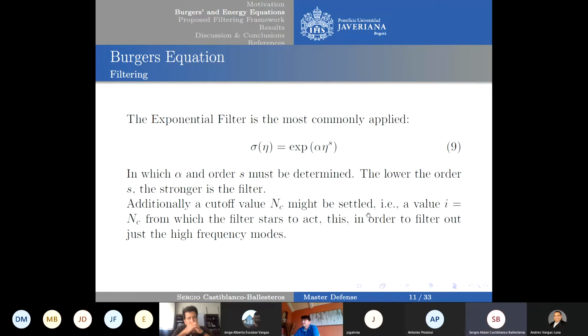That is to say, the filter will act for i's greater than n sub c, but the order, usually the order S of cutoff n sub c, is settled based on modeler experience. So we will present a strategy based on energy conservation to compute them.